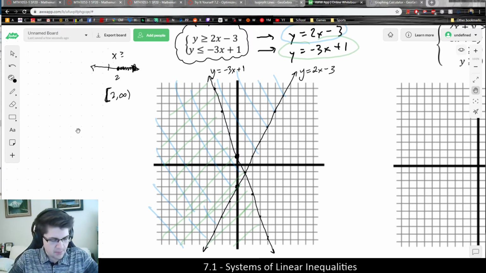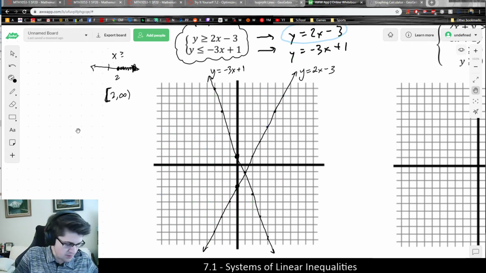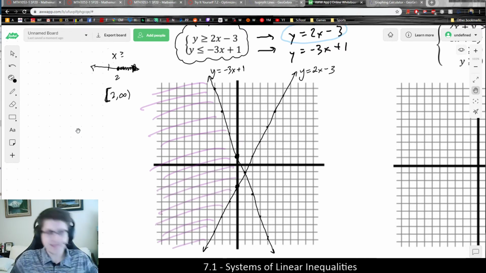So actually, let me erase all of the shading because really the blue and the green are not our final answer. Our final answer should be where both regions overlap, which I'll do in purple. But basically, it's where y is above the line 2x minus 3, but also simultaneously below the line negative 3x plus 1, which gives us a particular region of space. And basically, this is going to be our answer.